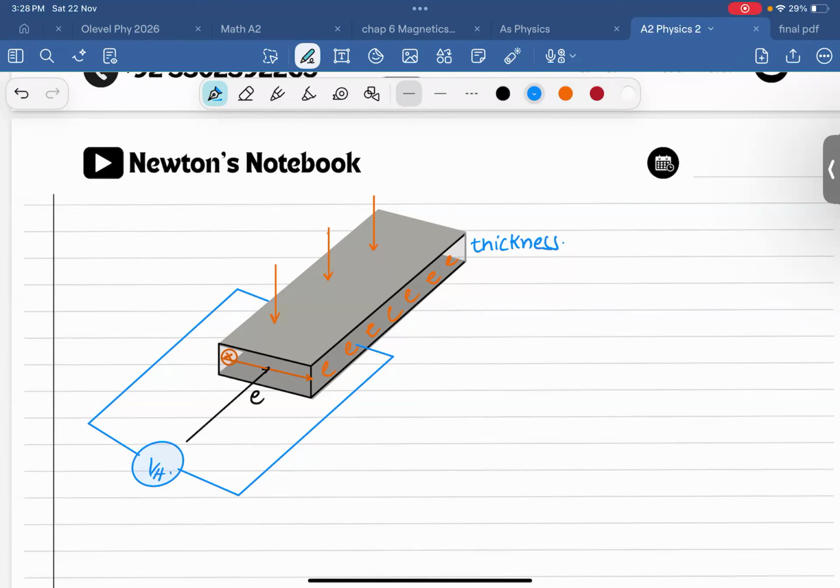The magnetic field is perpendicular, so the electron will pass undeviated. So if I try to draw the horizontal, or let's say the top view, the top view would look like this.